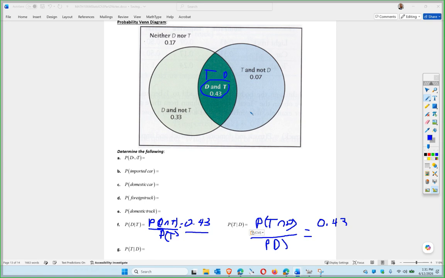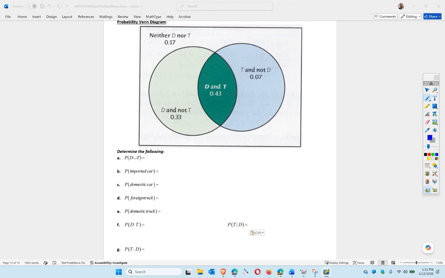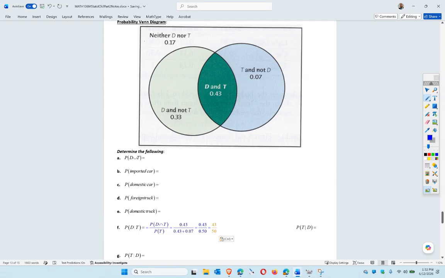But this is over the probability of truck, which is this one here, which would be the 50. And then domestic would be these together, which would be 76, correct? So if we type that out a little bit more neatly, essentially, I had to add those two for the truck, and I had to add these two for the domestic. And clearly not the same probabilities for either, essentially. Okay, all right.